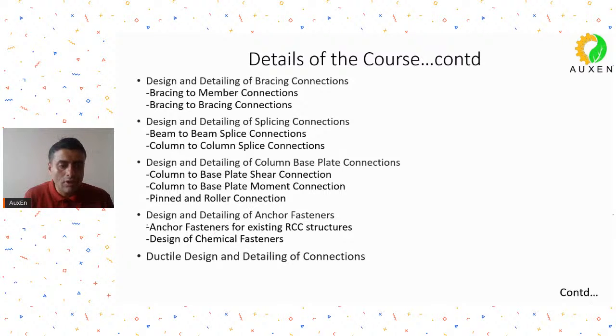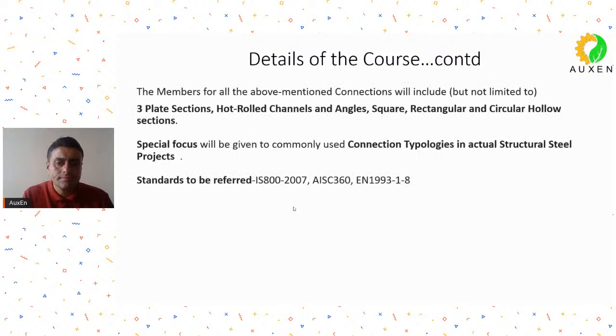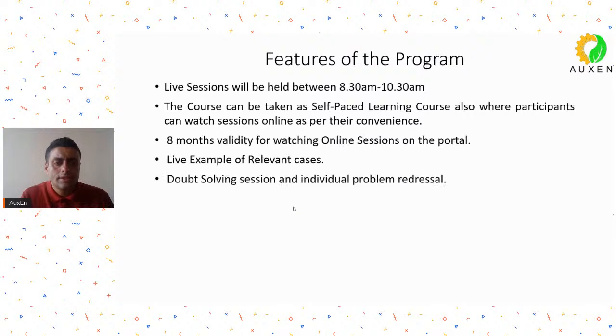We have also included, after getting input from the participants, a few things about anchor fasteners. This will also be a part of our course content. What are anchor fasteners? Anchor fasteners means, in an existing RCC you put this anchor fastener and then you connect your steel member to it. So this is also what we will include in our discussion. I have already covered this slide. What are going to be the features? Live sessions we will have between 8:30 and 10:30 a.m.